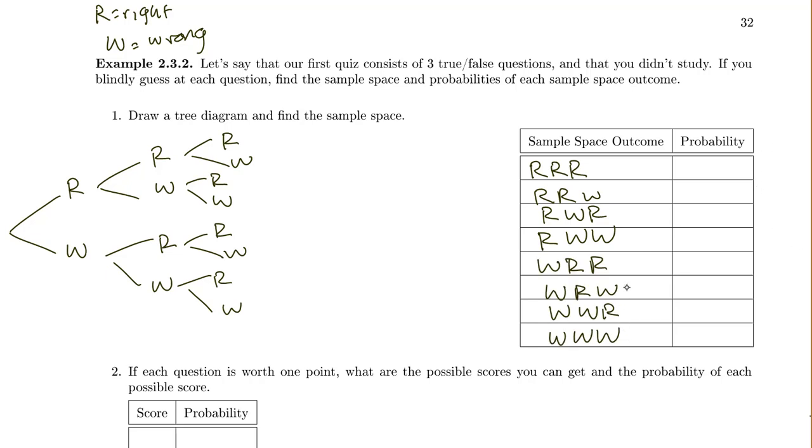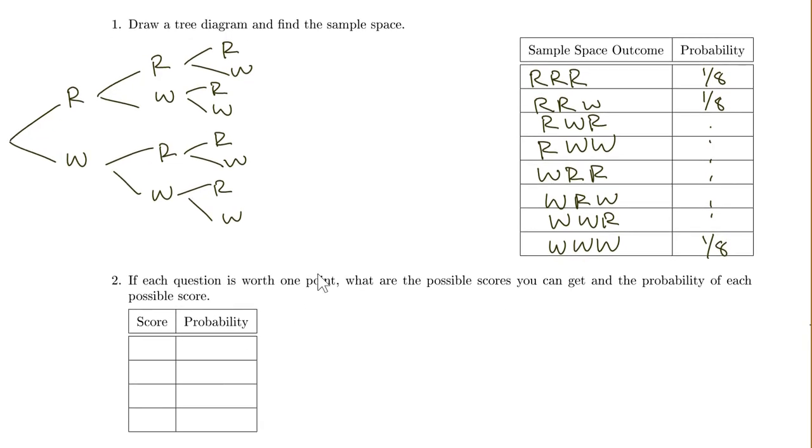So these are all of my possibilities. And to find the probability of each one, notice it's true, false, and we didn't study. So each of these possibilities should be equally likely because for each question, you have a 50% chance of getting it right, 50% chance of getting it wrong. You didn't study, so everything should be equally likely. So this means there are 1, 2, 3, 4, 5, 6, 7, 8 possibilities. So the probability of each one, if they're equally likely, should be 1/8. They should all be 1/8.